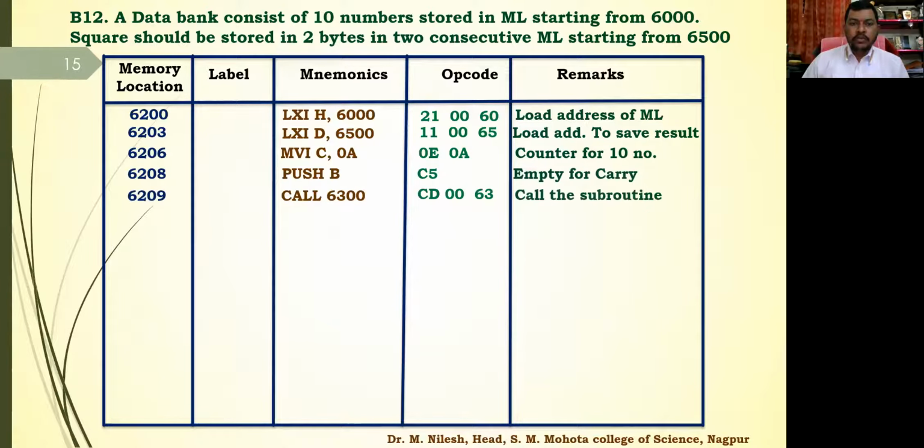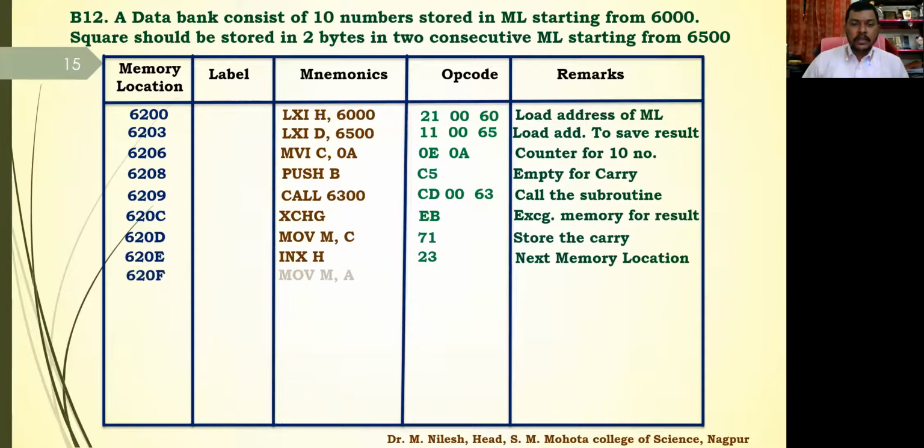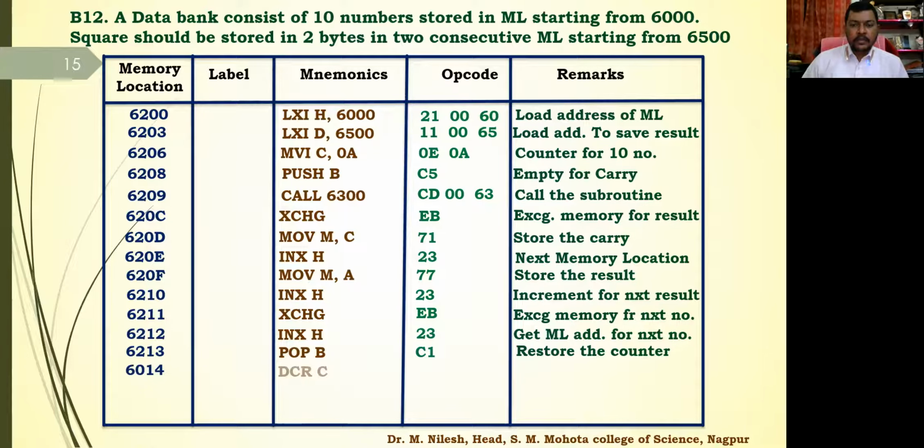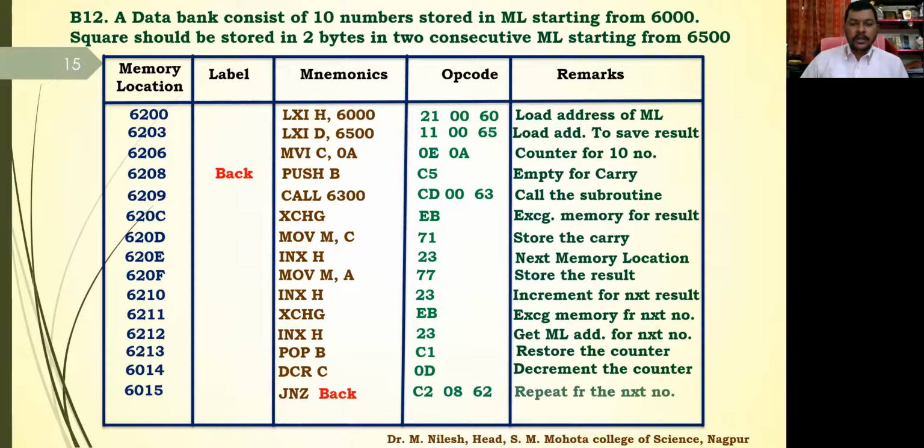Then we have called the subroutine. We have exchanged the DE and HL content. Then we have moved the carry to C, and then again incremented. We have moved the result to the memory location, and we have incremented for the next result. Exchanged again. We have the next number to be squared, and then we have to pop B. We have to again retrieve the counter, and then decrement the counter. We have to check whether the count is over or not, and then again jump back to the main. And if it is completed, then halt.